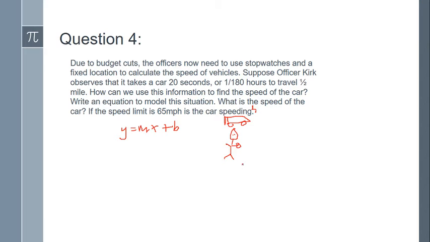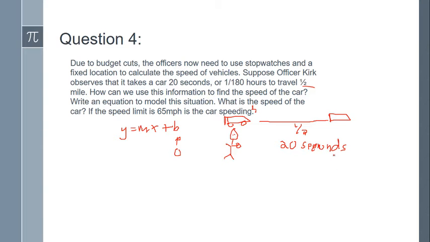Alright, so the y-intercept would be the initial value when he started that stopwatch. And in this case, it's going to be 0. Okay, that's the initial value. Then this car travels for half a mile, it tells us. So 1/2 mile. And then Officer Kirk clicks his stopwatch again, and he noticed that took him 20 seconds. So that took him 20 seconds to travel half a mile.